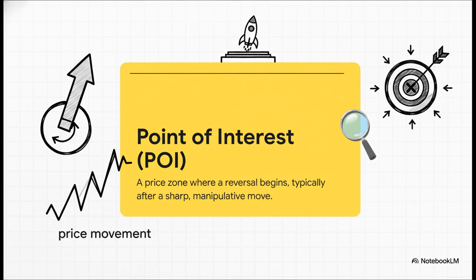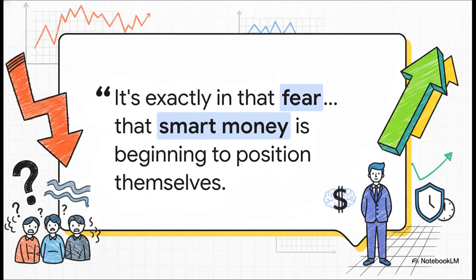So we've got our direction and we've got our target. Step 3 is about finding the launch pad. This is our point of interest, or POI. It's a specific zone on the chart where we think a reversal could start. But, and this is a big but, the reversal usually only happens after the market makes this crazy sharp, almost manipulative-looking move right into that zone. And this quote from the source material just nails the psychology of what's happening.